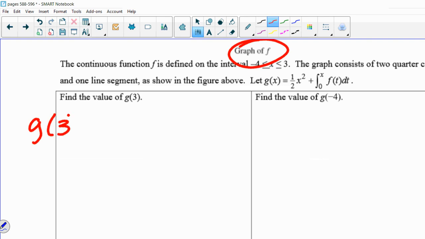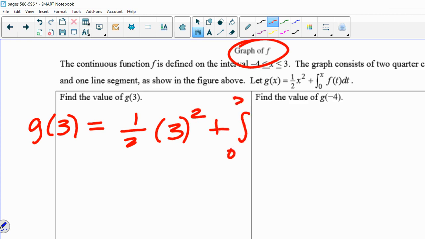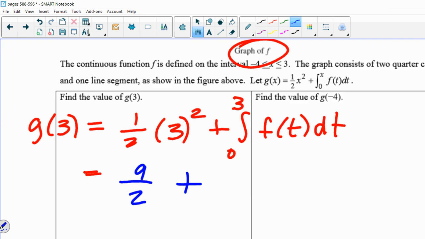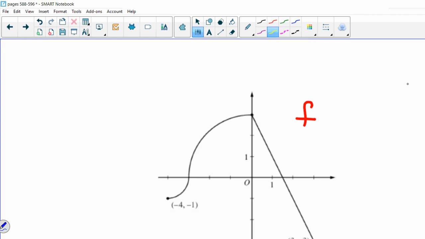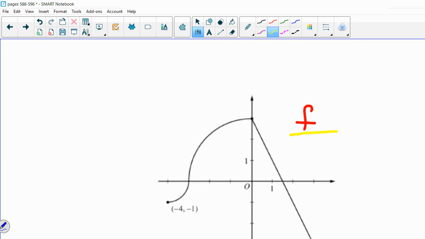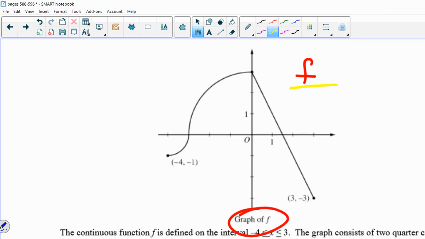All righty. G of 3 is going to be 1/2 of 3 squared plus the integral from 0 to 3 of f of t dt. Well, that's going to be what? 9/2 is going to be that part, plus we are taking an integral of a function whose graph we are given, so that's area. We want the area from 0 to 3. So I want that plus that.